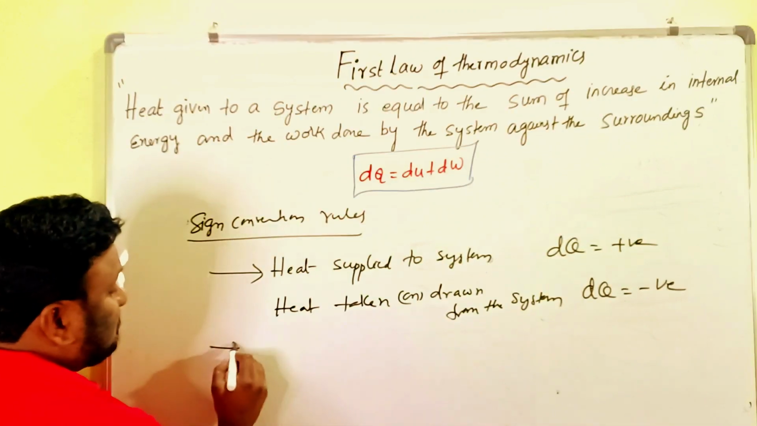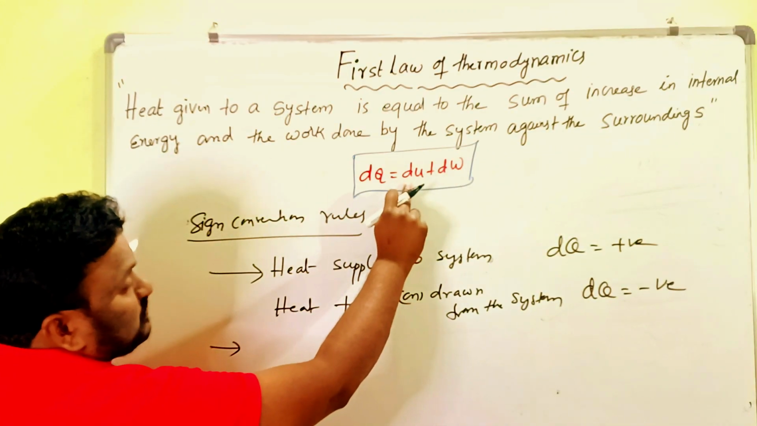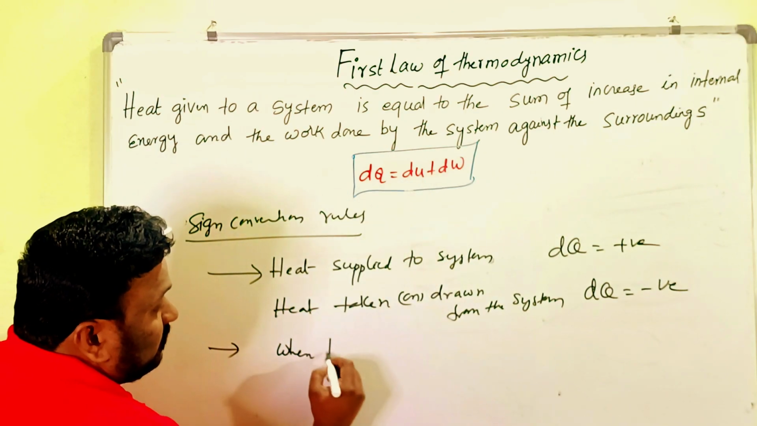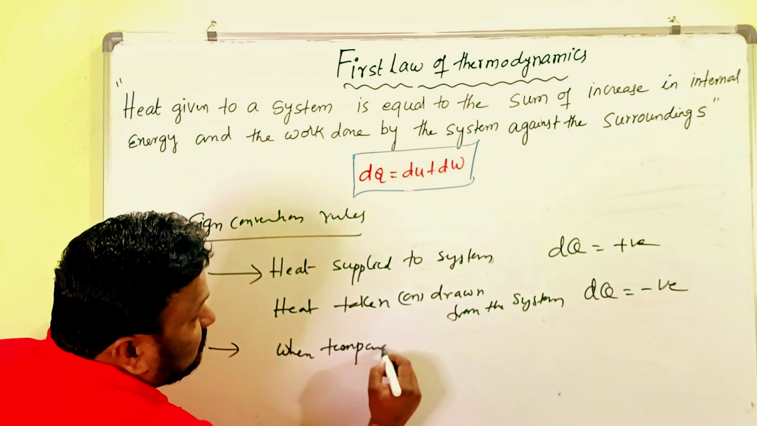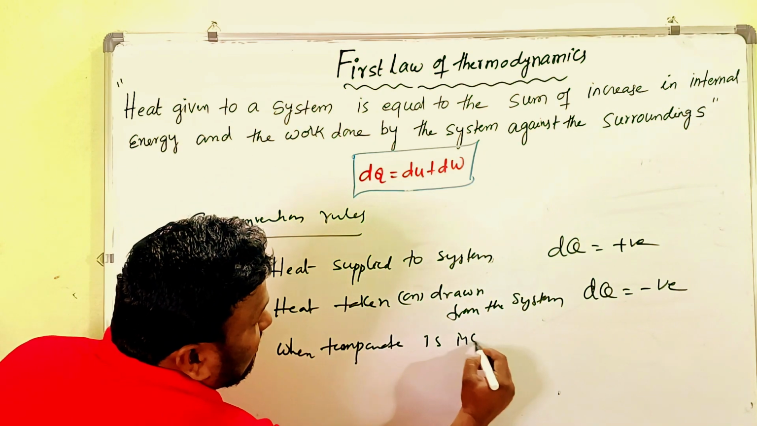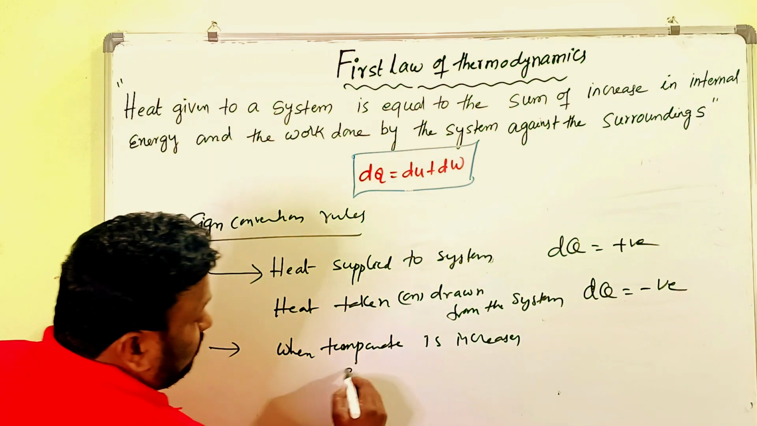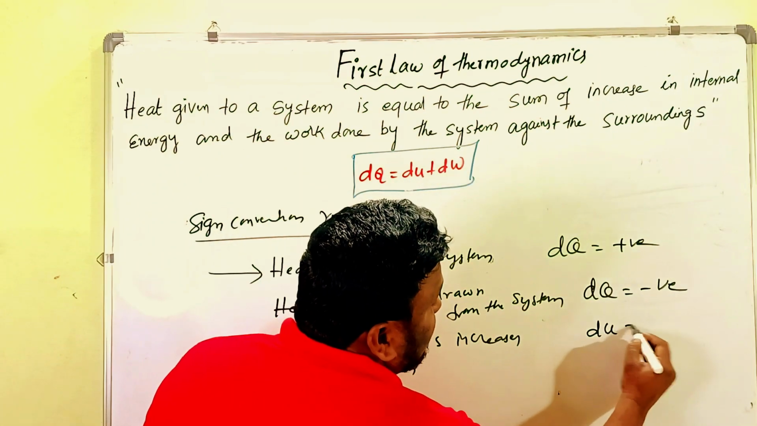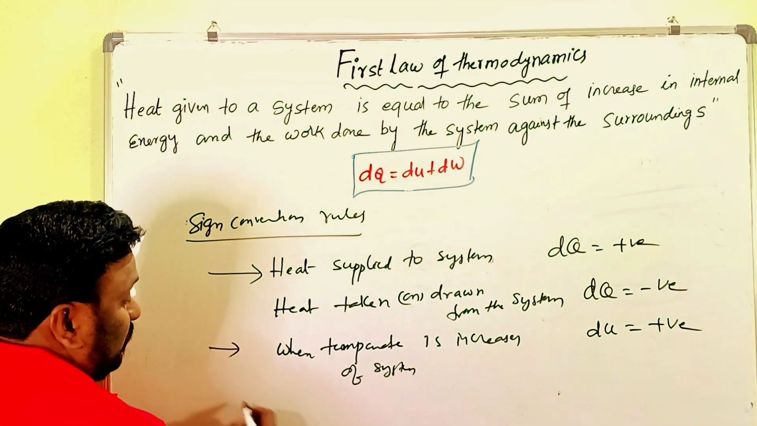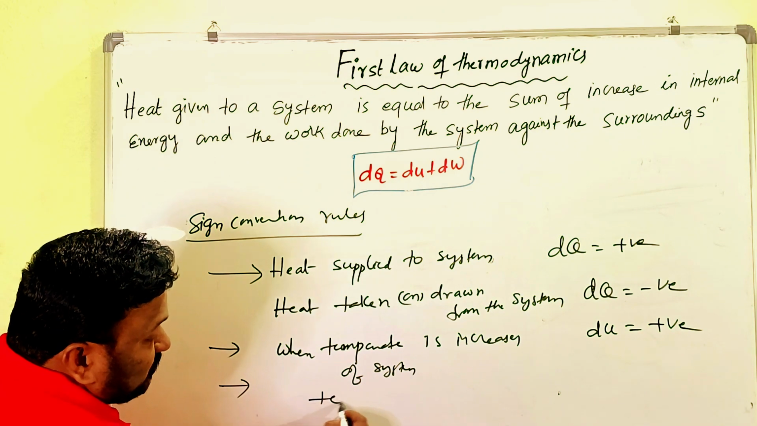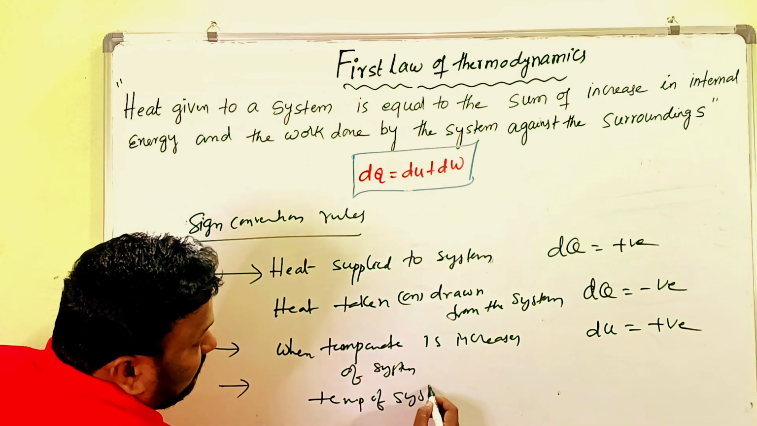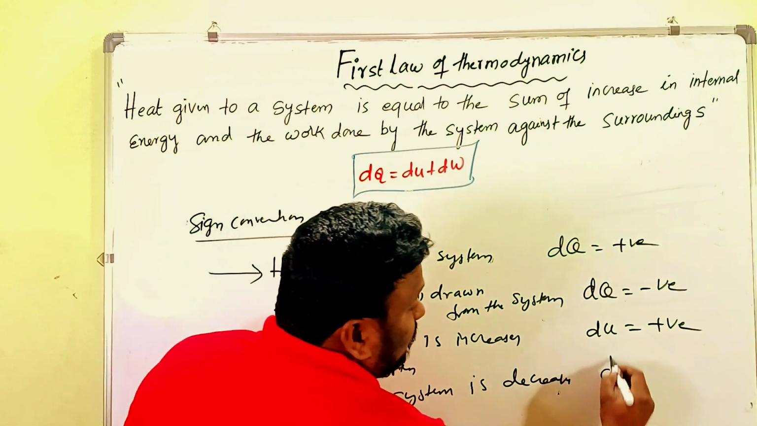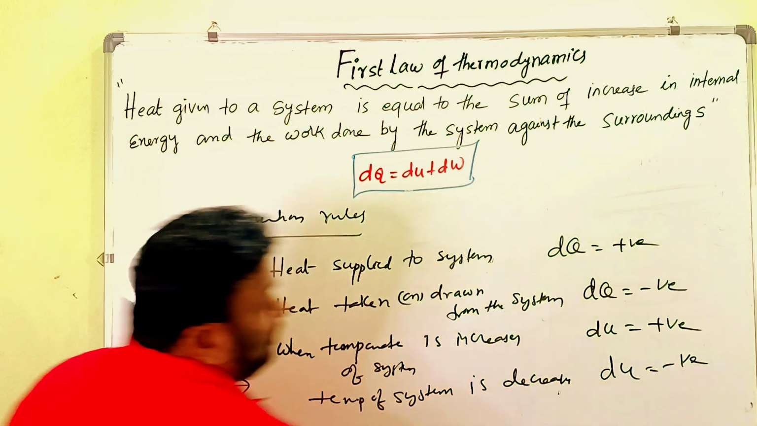Clear? And next is when we take du as positive and when du as negative. When the temperature of the system increases, then du is taken as positive. When the temperature of the system decreases, then du is taken as negative, children.